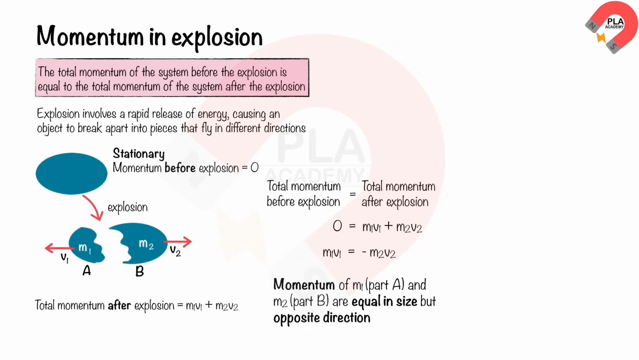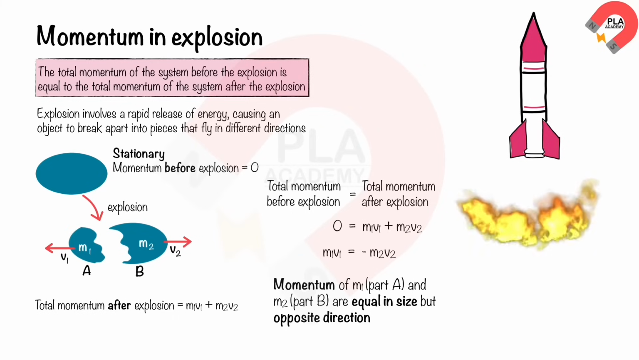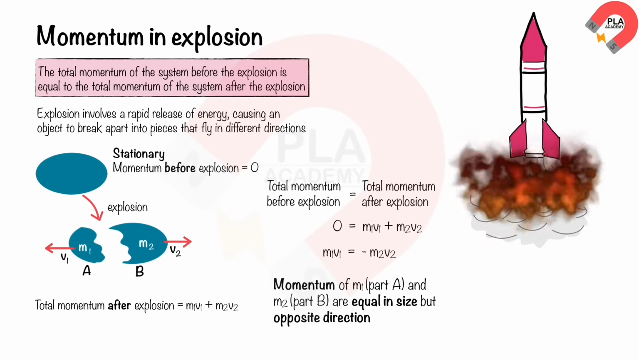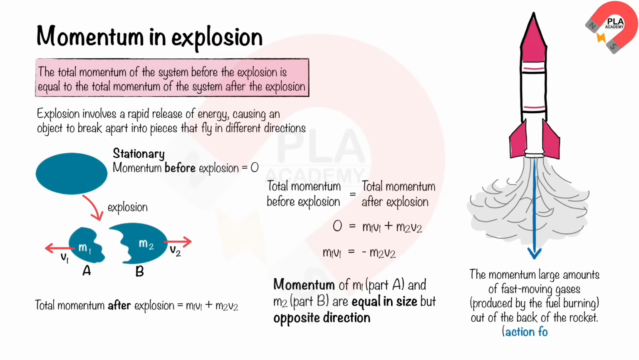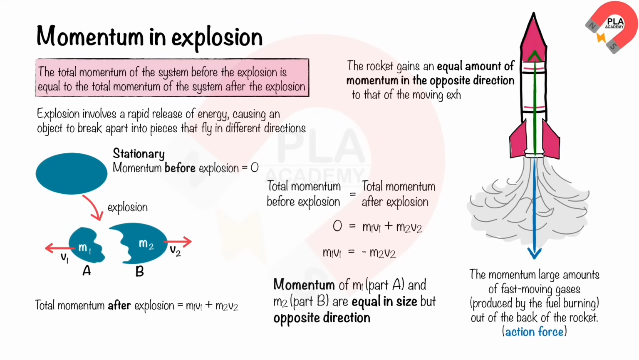momentum of fragment m2. As the rocket burns the fuel, it generates hot gases that are ejected at high speeds from the rocket. This produces a large amount of fast-moving gases out of the back of the rocket. So, the rocket gains an equal amount of momentum in the opposite direction to that of the moving exhaust gases.